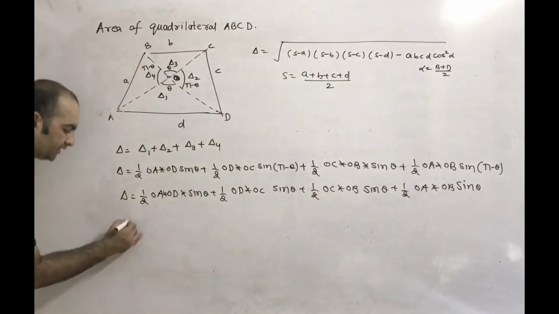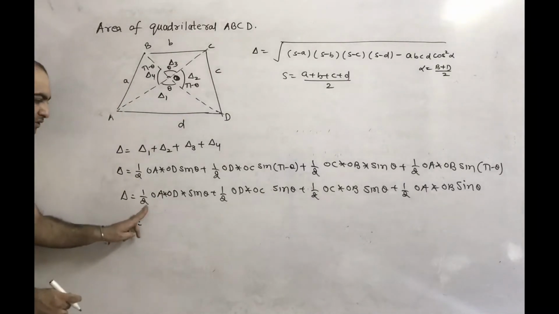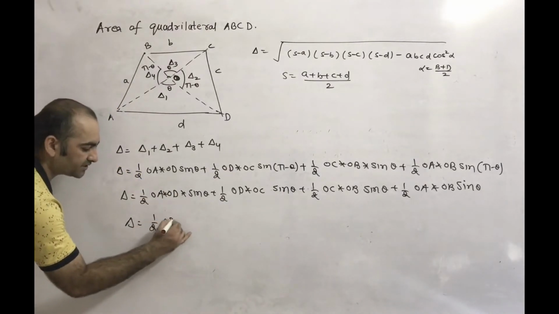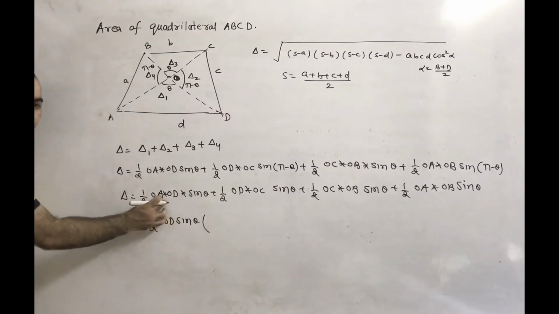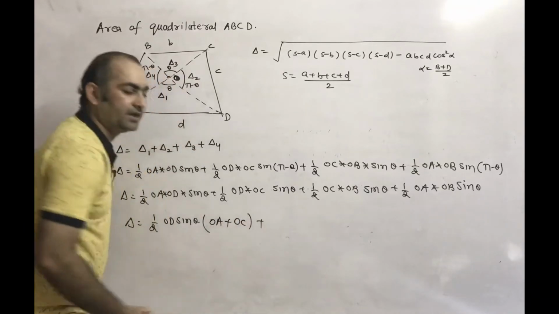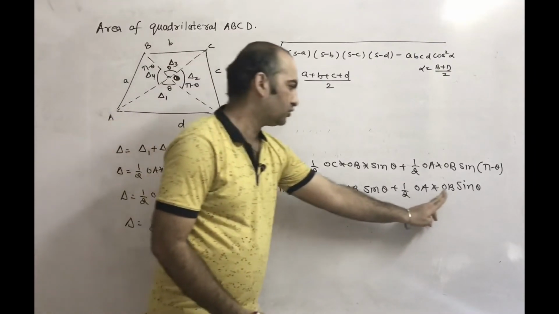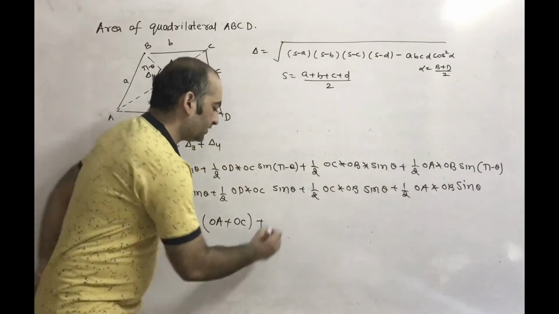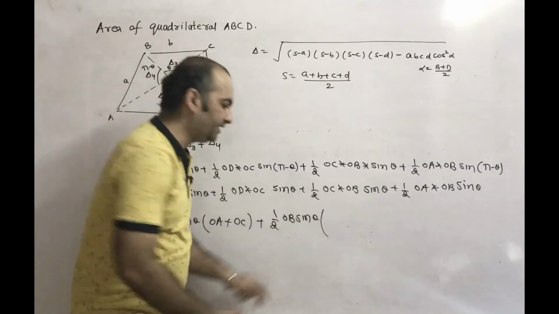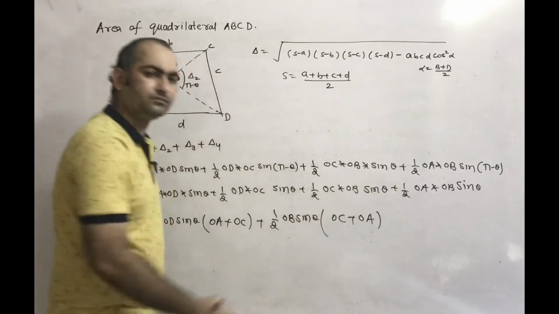So delta equal to what? If you see these two terms, 1 by 2 OD sine theta is common, so we take 1 by 2 OD sine theta common. Remaining is OA here, plus OC here. Now in these two terms, 1 by 2 is the same, and this is OB and this is also OB, sine theta same. So we take 1 by 2 OB sine theta common. Here the remaining is OC plus OA.